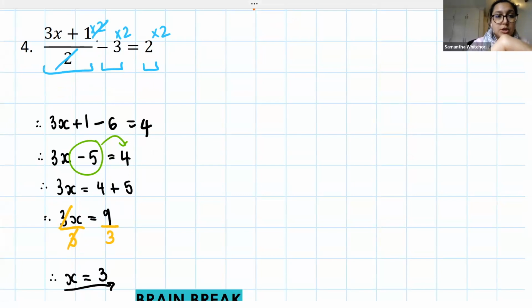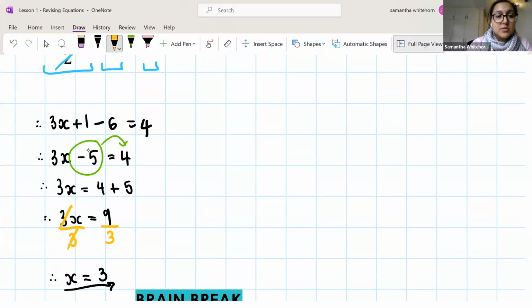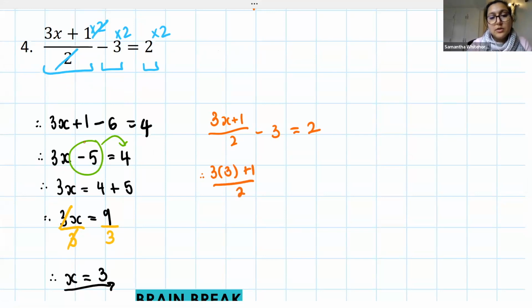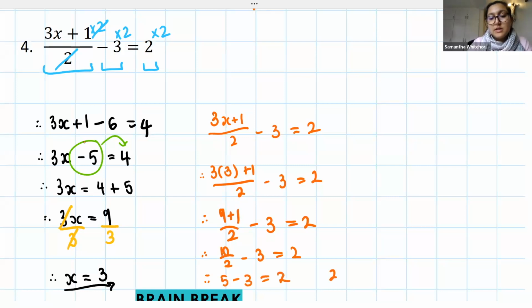Now again, remember, you can do your check, make sure that you've done it correctly. I just want to do a quick check so that we can make sure. 3x plus 1 over 2 minus 3 equals 2. If I sub in my answer, 3 times 3 plus 1 over 2 minus 3. Now 3 times 3 is 9 plus 1. And we know that 9 plus 1 is 10. 10 divided by 2 minus 3 equals 2. Now 10 divided by 2 is 5. And we know that 5 minus 3 is 2. And so 2 is equal to 2.